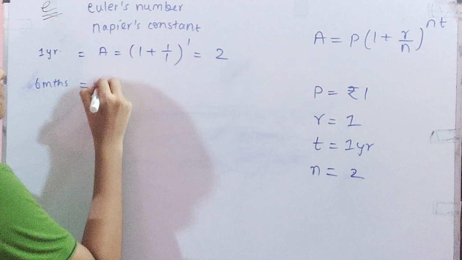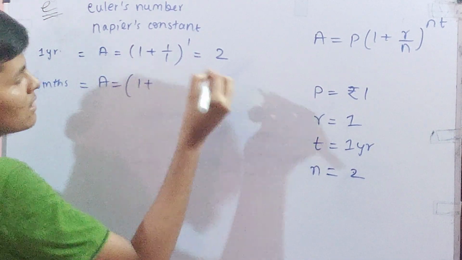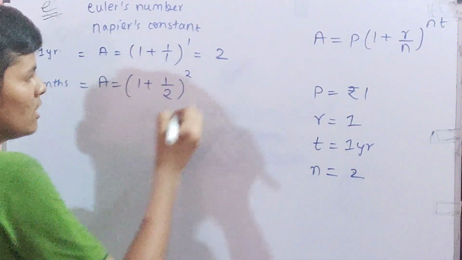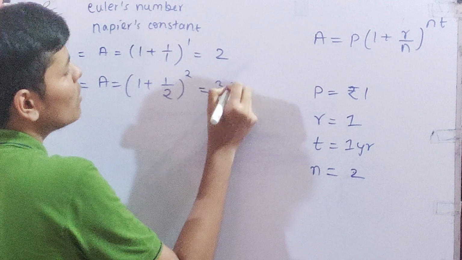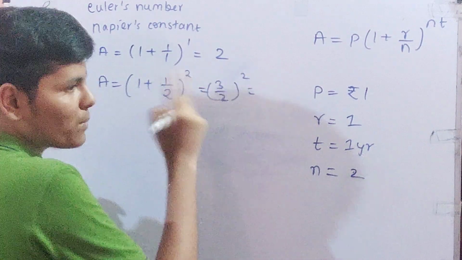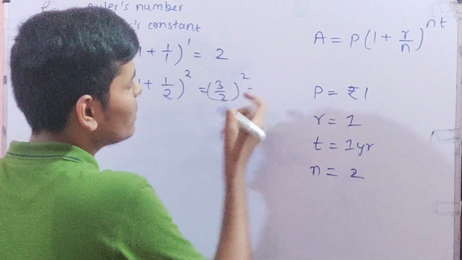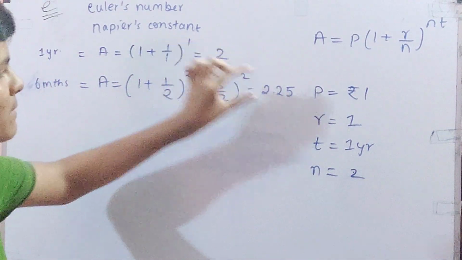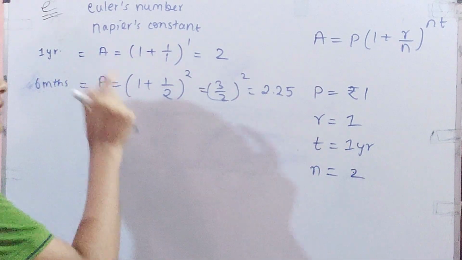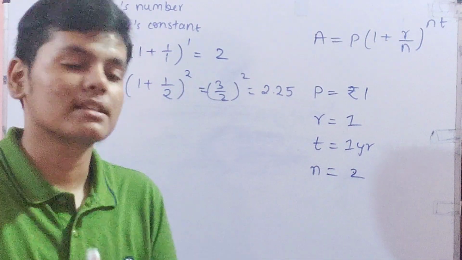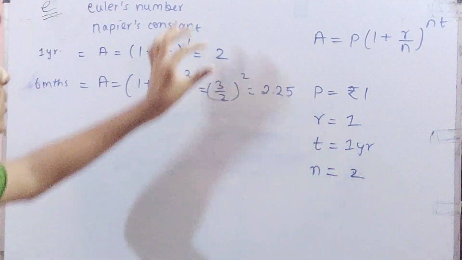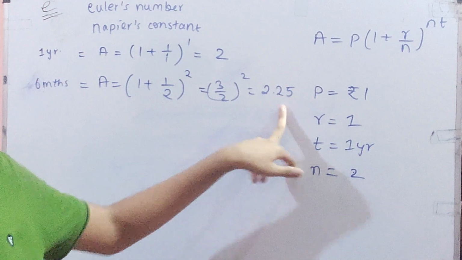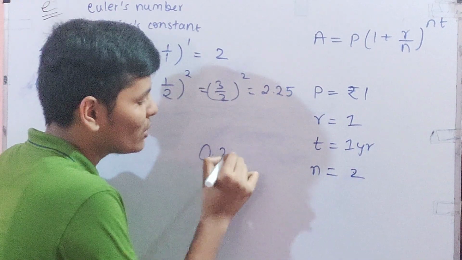Then we get A equals 1 plus 1 by 2 to the power nt, right? So this becomes 3 by 2 whole square, so this is 9 by 4, that is equal to 2.25. Now here something interesting can be noticed. If you have the same 100% interest just once in a year, then you get 2 rupees. But when you compound it at 6 months, then you will get 2.25 rupees. So you get an additional 0.25, that is 10%.